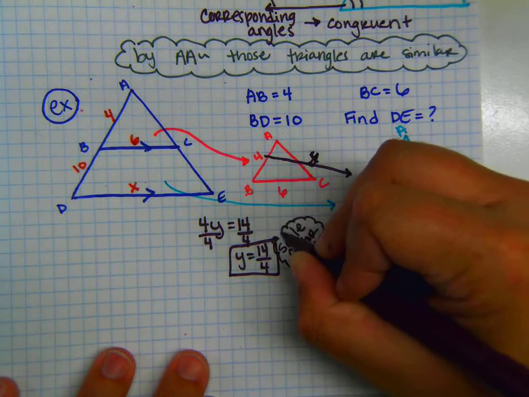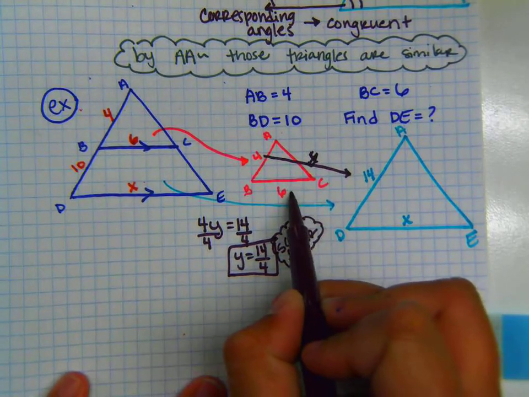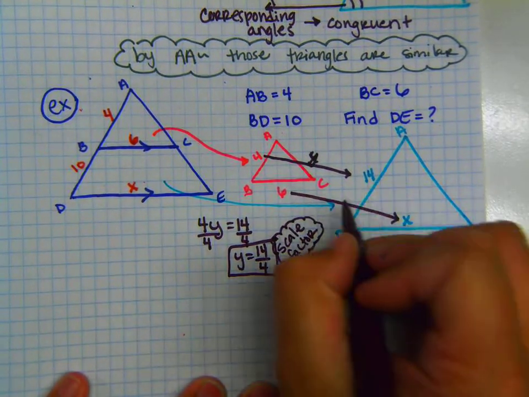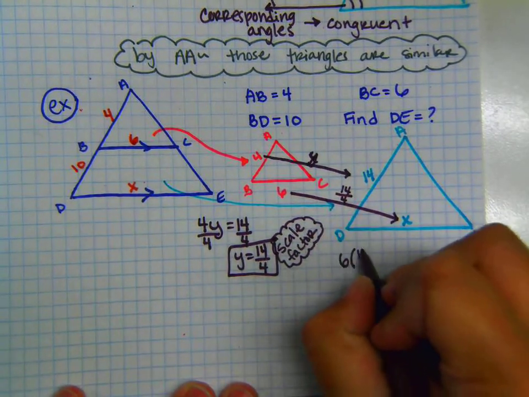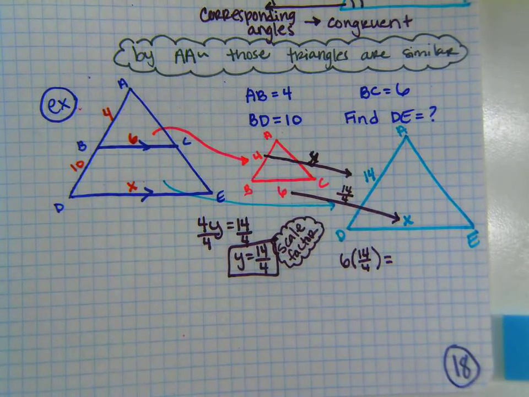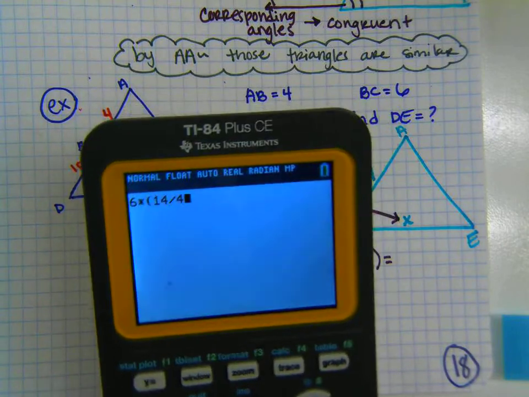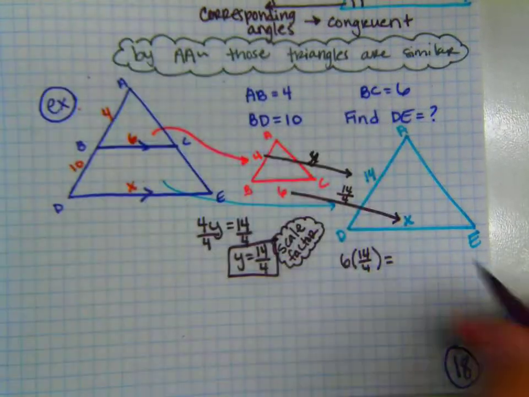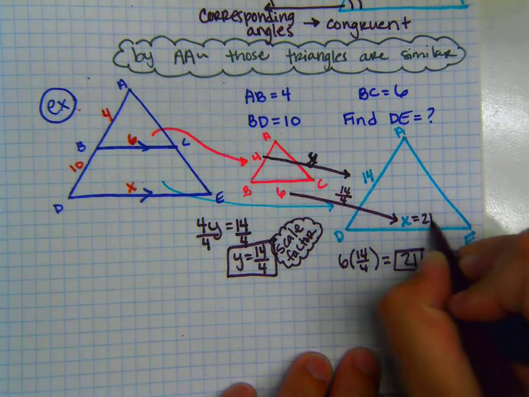To do this problem, you could have found the scale factor or you could have done proportions. It doesn't matter, you will get the same answer. Then we're going to use the same scale factor to find X. So that means we're going to multiply by 14 over 4. So we're going to do 6 times 14 over 4. And that's a really hard problem, so I'm just going to put it right in my calculator. 6 times 14 over 4, it's 21. So that means our X is 21.